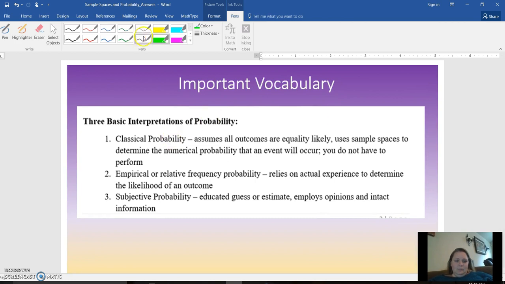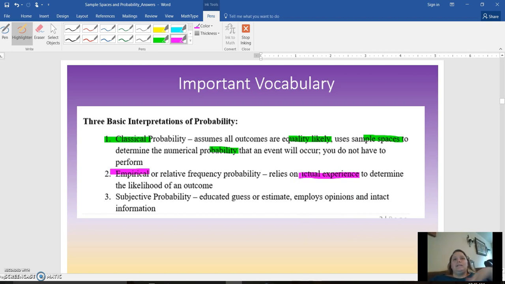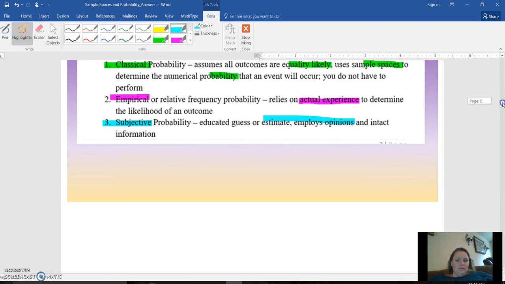All right, so classical probability assumes everything's equally likely, and we do sample spaces and then find the probability. Empirical probability, you actually do the experiment, or a study has been done to figure out the types of transportation people use, or the favorite types of food different people have. And then there's subjective, which is opinions, and you do estimations. Just want to let you know that there are 3 kinds.